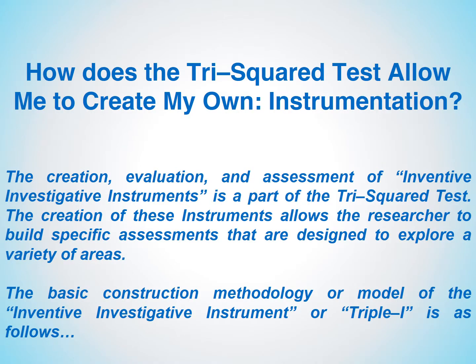How does the tri-squared test allow me, as a researcher, to create my own instrumentation? The creation, evaluation, and assessment of what we call in the tri-squared test inventive investigative instruments, or triple I's, is a part of the tri-squared test. The creation of these instruments allows the researcher to build specific assessments that are designed to explore a variety of areas. The basic construction methodology or model of the creation of these triple I's or inventive investigative instruments is as follows.